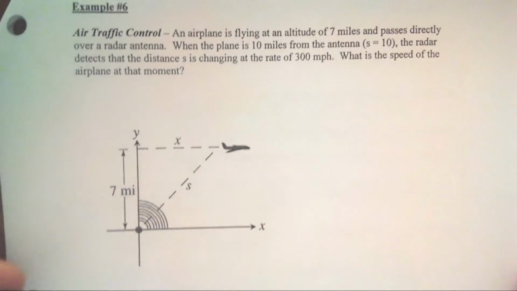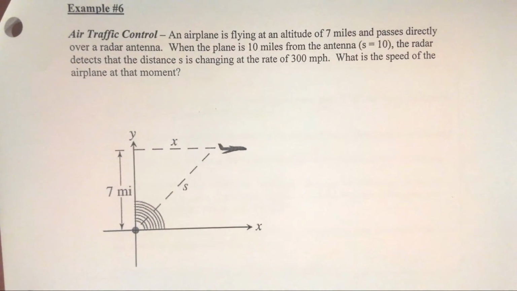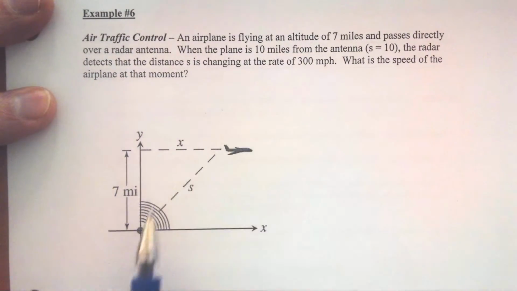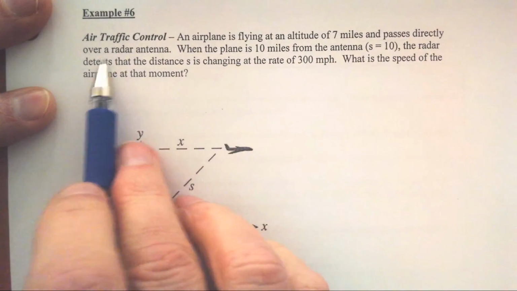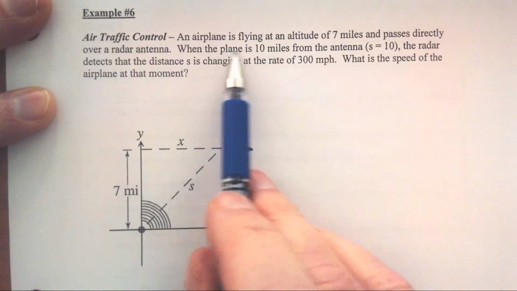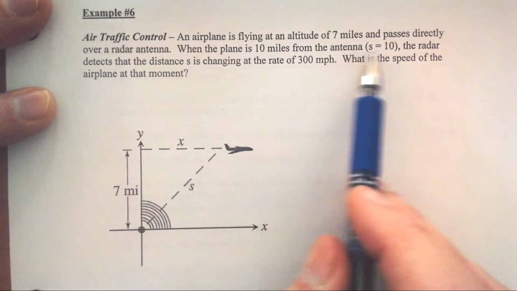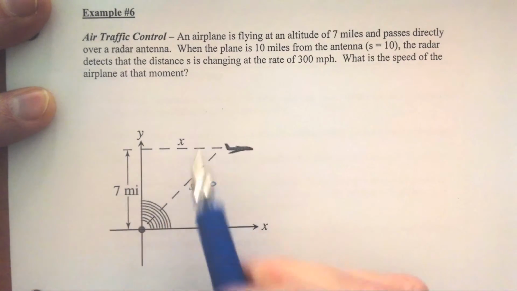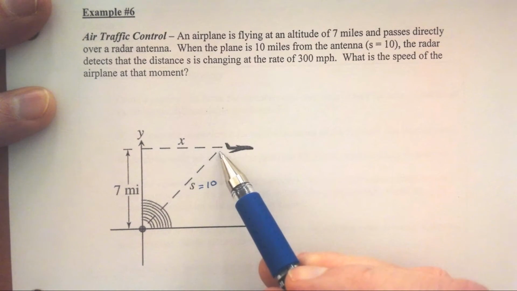And now we actually get a true related rate problem. There's some that are going to be more challenging, but this is kind of a nice warm-up. An airplane is flying at an altitude of 7 miles and passes directly over a radar antenna. When the plane is 10 miles from the antenna, when S is 10, what is the speed of the plane at that moment?